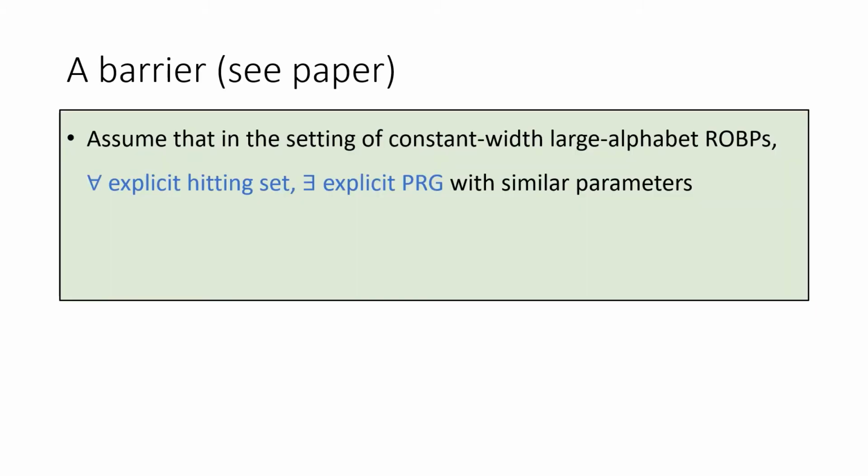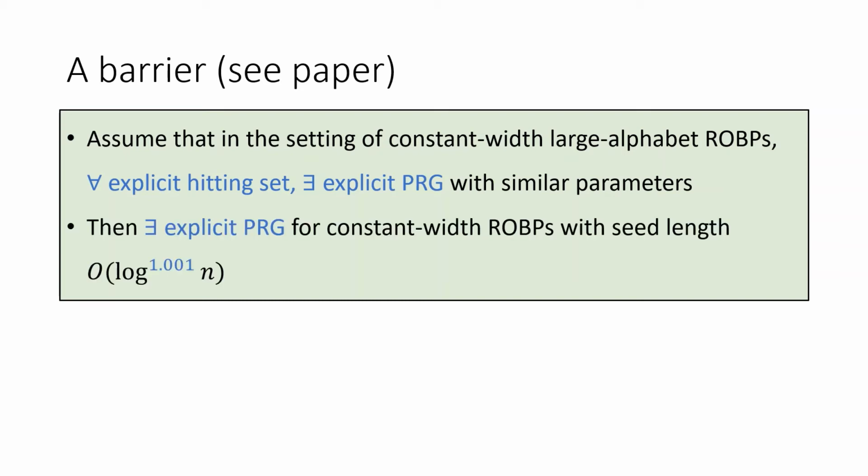We also prove a negative result in the paper. This one is a little meta, so it might take a moment to digest. Consider the setting of constant width large alphabet read-once branching programs. The theorem says, assume that in this setting, hitting sets and pseudorandom generators are equivalent. That is, assume that for every explicit hitting set, there's an explicit pseudorandom generator with similar parameters. Under that assumption, we prove that there exists a very good pseudorandom generator for constant width branching programs. That is, we use the assumed equivalence between hitting sets and pseudorandom generators to construct a pseudorandom generator with seed length log to the 1.001n. I mean, the exponent 1.001 can be replaced with any constant bigger than 1.